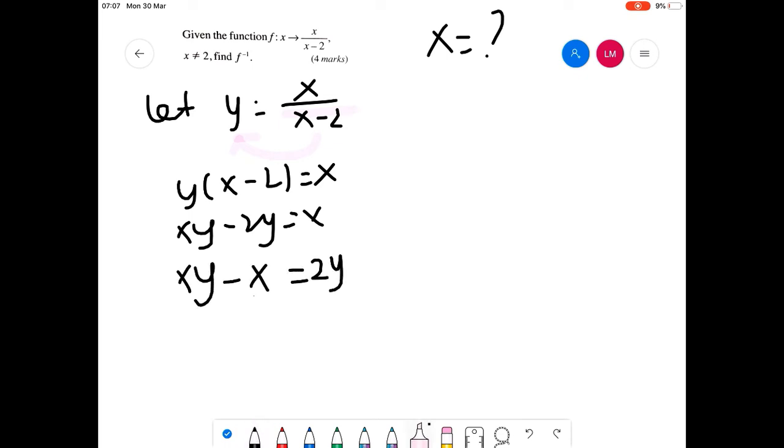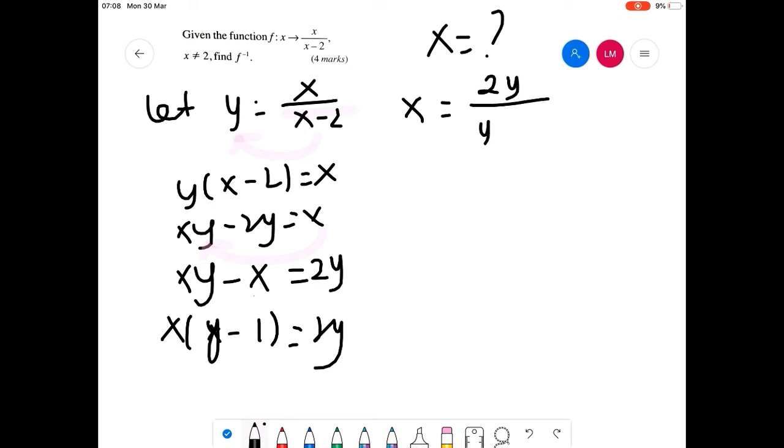So all the x, we bring it to one side. Why? The purpose is we want to do the factorization. Here is x times y minus 2 equal to 2y. So here x will be equal to 2y over y minus 2.